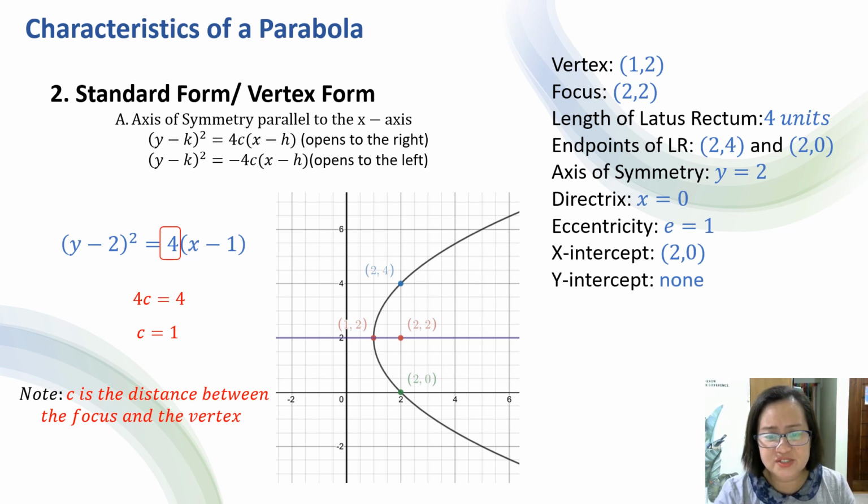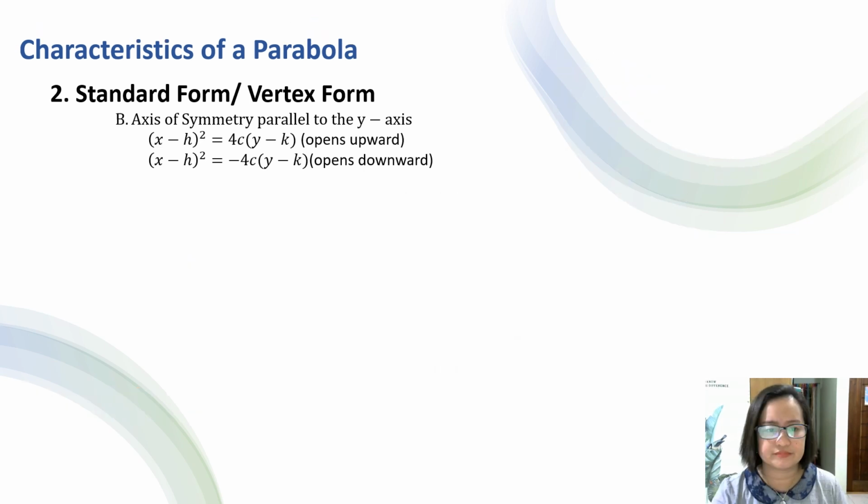The graph passes through the x-axis, so we can say that the x-intercept is (2, 0). However, the graph does not pass through the y-axis. Therefore, we can say that the y-intercept does not exist, or there is no y-intercept.